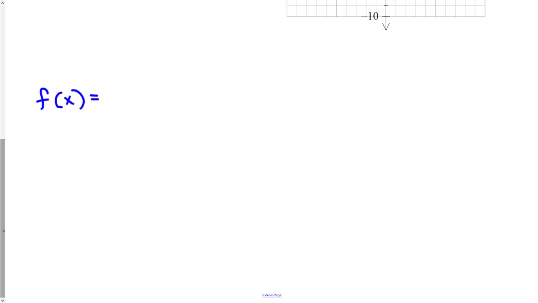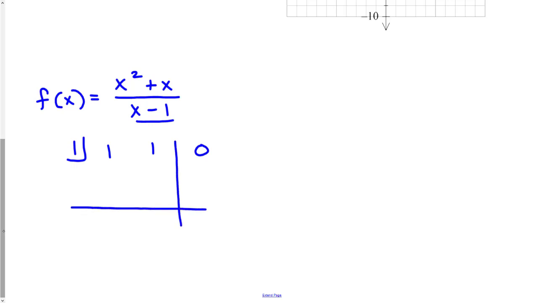My original function, x squared plus x, is over x minus 1. When I'm using the synthetic division, down here, this changes to a positive 1 in my synthetic division. The coefficients of my quadratic in the numerator are going to be 1 for the x squared, 1 for the x, and 0 for the constant. All right, and I go through this synthetic division, bring the 1 down. 1 times 1 is 1. 1 plus 1 is 2. 2 times 1 is 2. 0 plus 2 is 2.